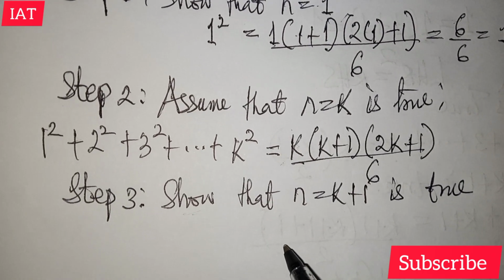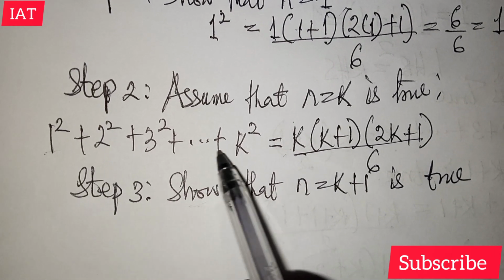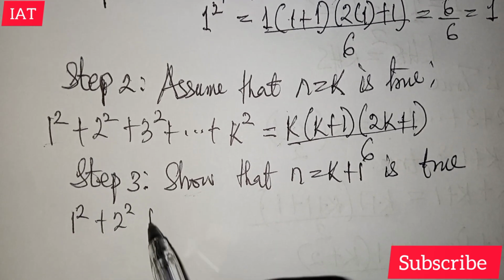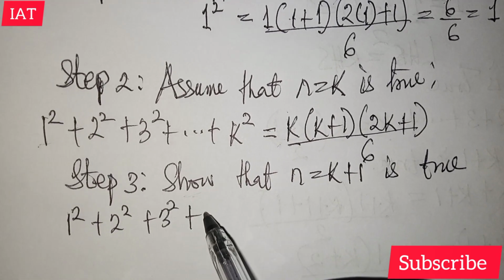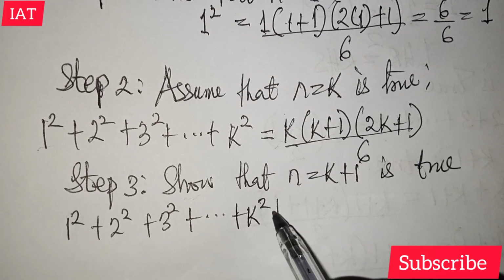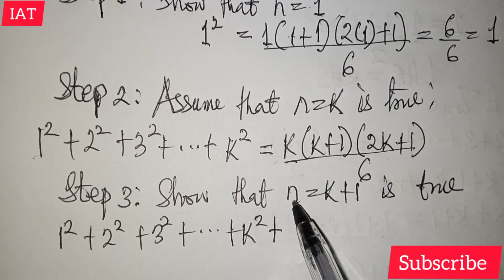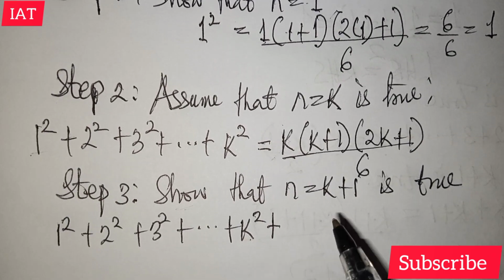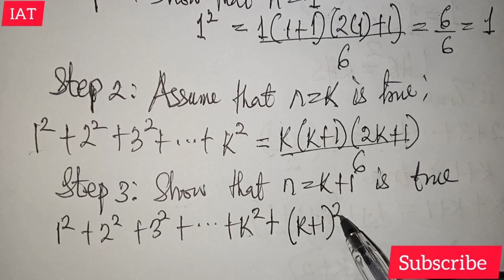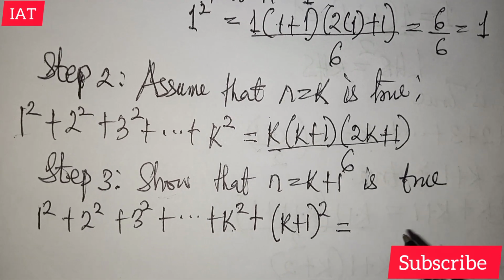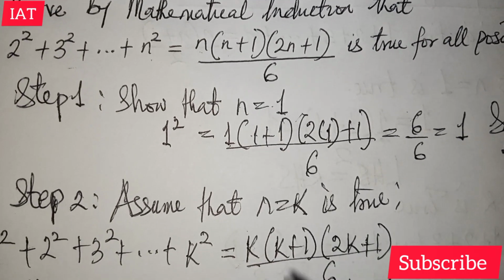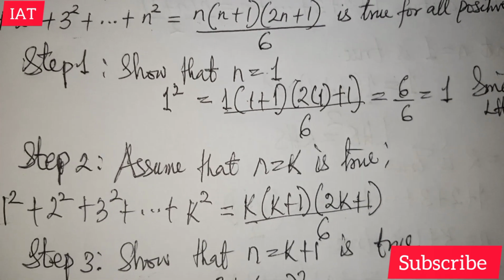So how do we prove this? We have to bring up this expression, which is 1 squared plus 2 squared plus 3 squared plus dot dot dot up to k squared plus, of course, at this point we're having n equal to k plus 1, so it will increase from k squared to k plus 1 all squared. This will equal, of course, the right hand side from the original. Anywhere you see n, just substitute it with k plus 1.